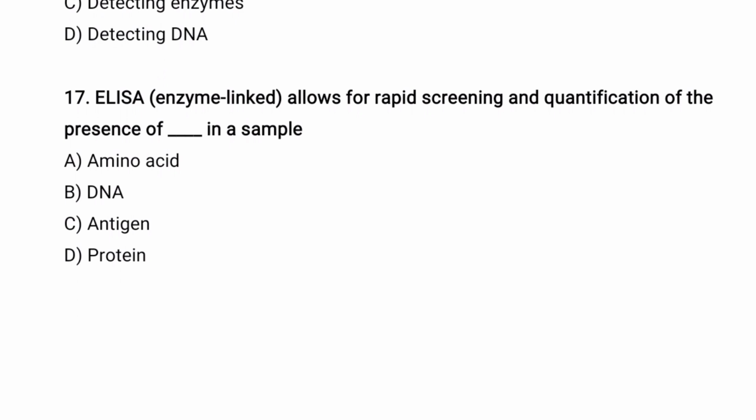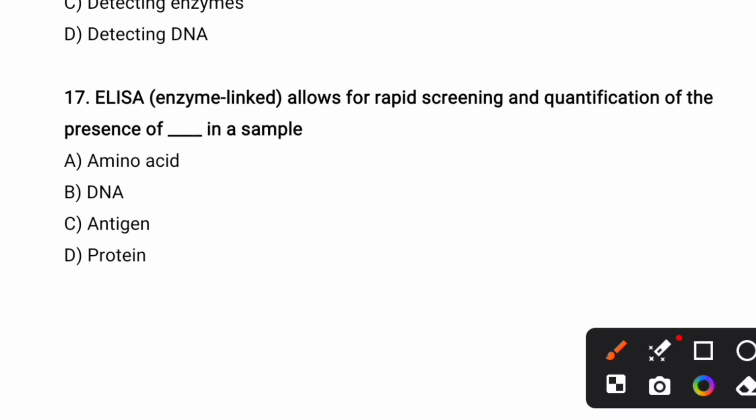ELISA allows for rapid screening and quantification of presence of dash in a sample. Options are amino acid, DNA, antigen, protein. For this, the correct answer is antigen. Let's see the next question.